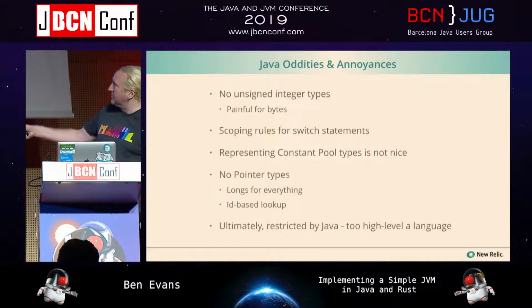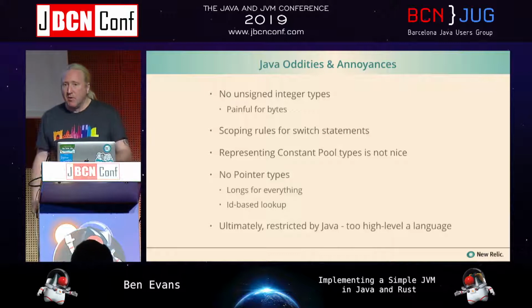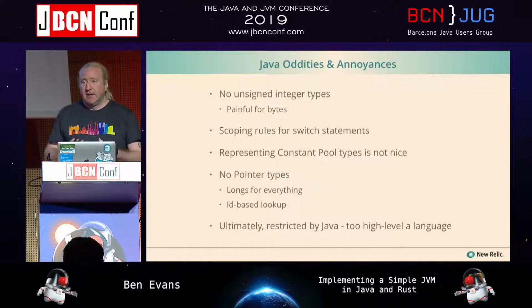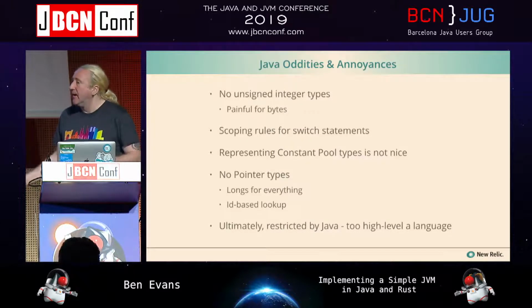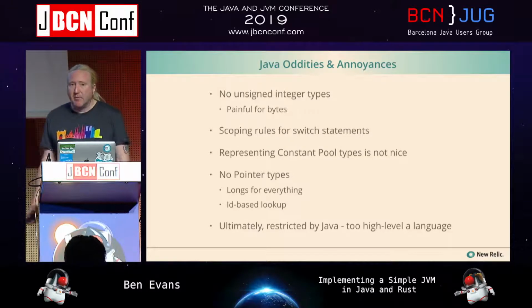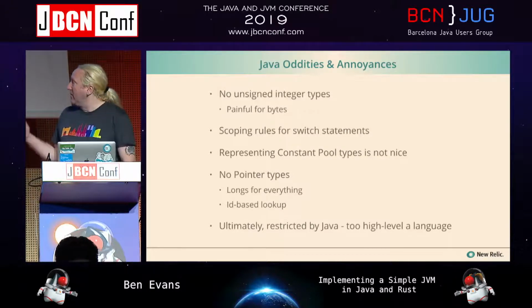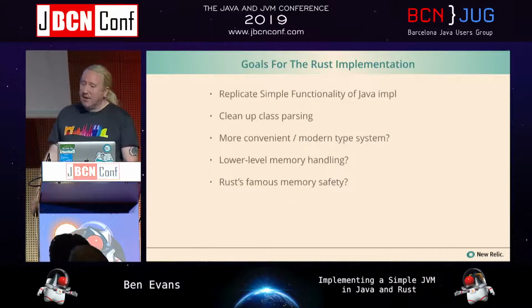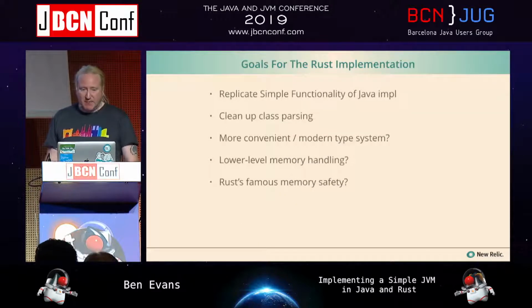You end up using longs for everything, and what you end up using the long in the case of an object for is to be an ID into some sort of data structure, a heap or a linked list or something like that. And we don't really want to deal with integer-based lookup for everything. And Java, unfortunately, is too high-level a language. Yes, I could go on and implement more of oscillator the way that we have, but I wanted to do something different. So let's talk about Rust.